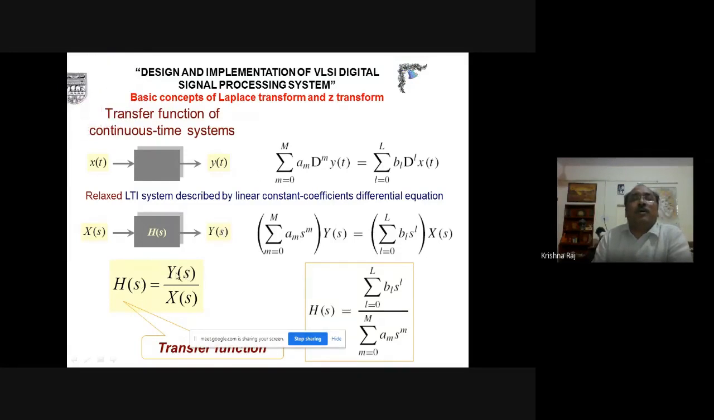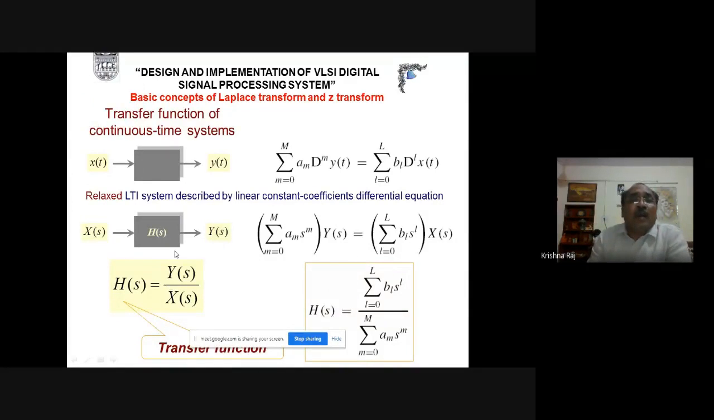H(s) will become Y(s) divided by X(s). As we have discussed, the transfer function is nothing but the ratio of the transformed output to the transformed input. If it is the Laplace transform, it is the Laplace transform of the output over the Laplace transform of the input, and if we are interested in the Z transform, then it will become the ratio of the Z transform of the output to the Z transform of the input. But in both cases, we have to consider that the initial conditions are 0. Only then can this be called the transfer function.